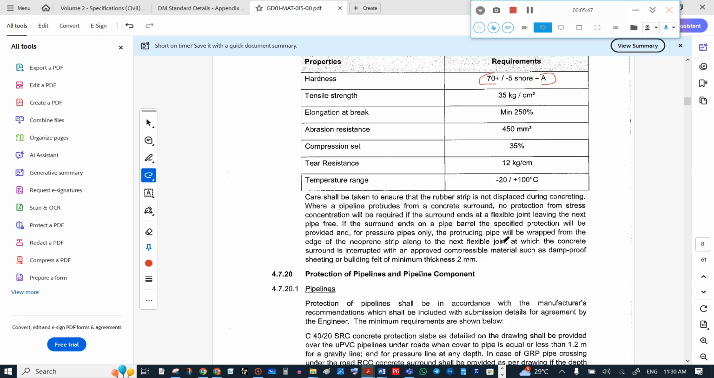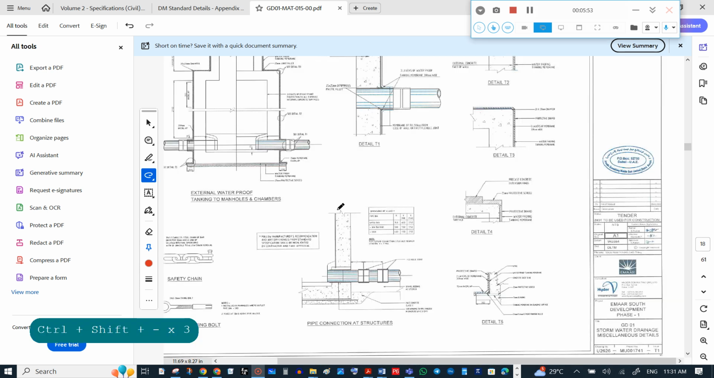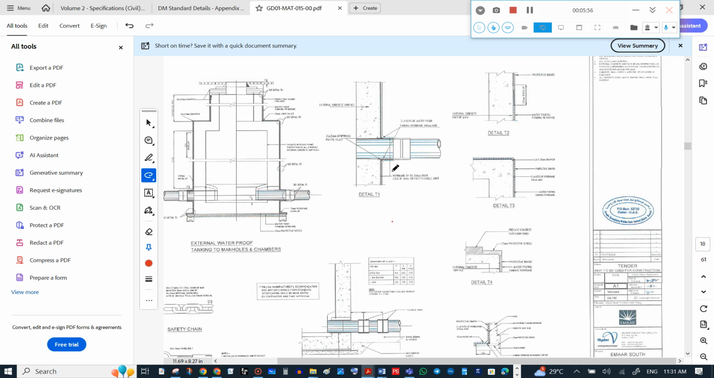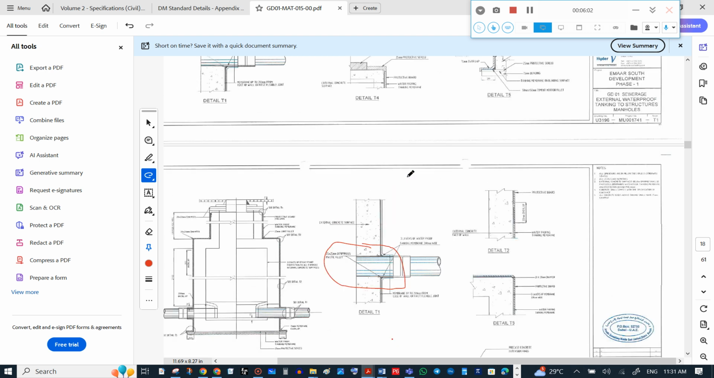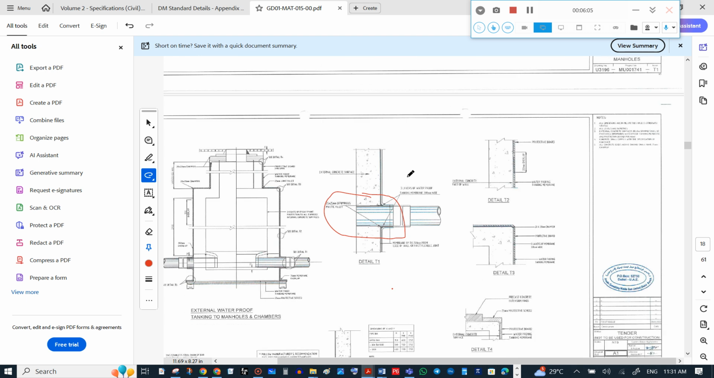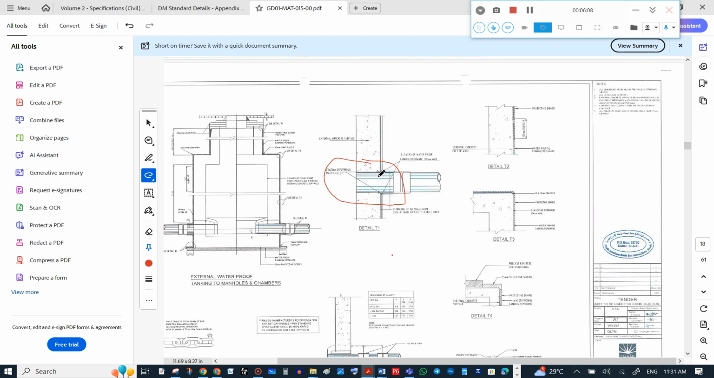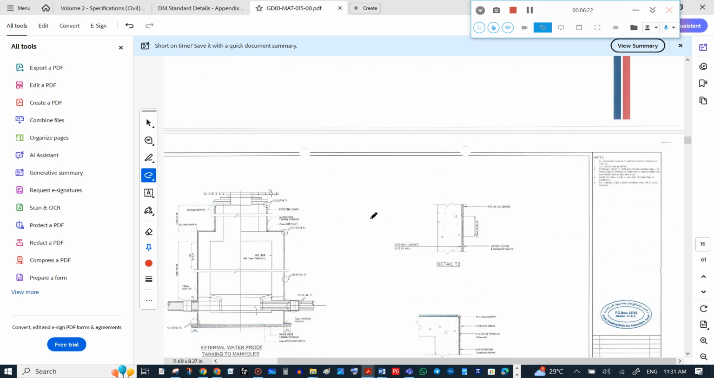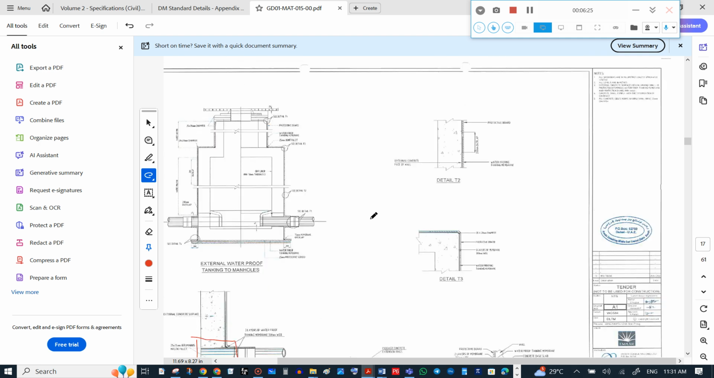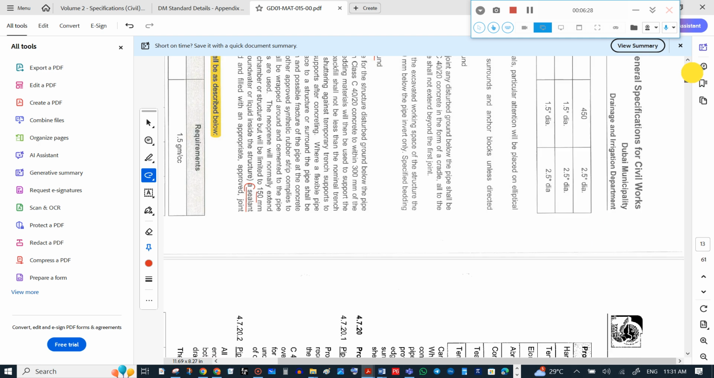Now we will go for the drawing. In both sewerage and stormwater, it is mentioned. We will see the stormwater drawing. Here, this area, we are providing this neoprene rubber, and this is 10 thick, and in the sewerage drawing also it is mentioned. So that is for the neoprene rubber details. Now it's the requirement, testing, everything we'll discuss now.